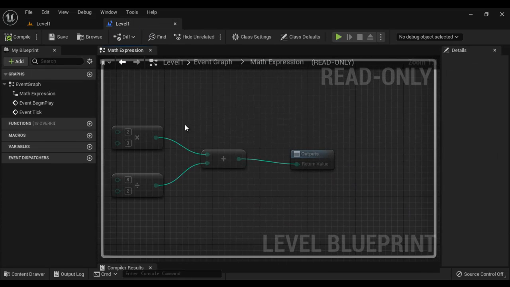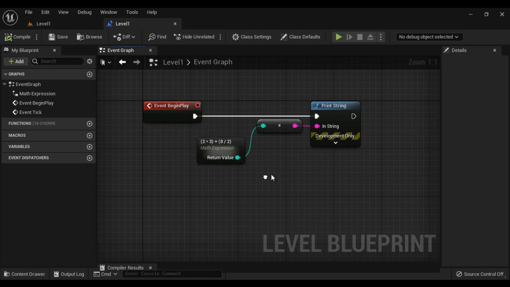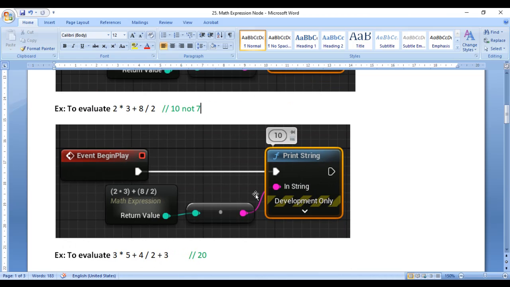You see that 2 into 3 is 6, 8 divided by 2 is 4, 6 plus 4 is 10 is written as an output, guys. That is what is happening behind the scene. Understand this. Okay. Now let's see one more example.